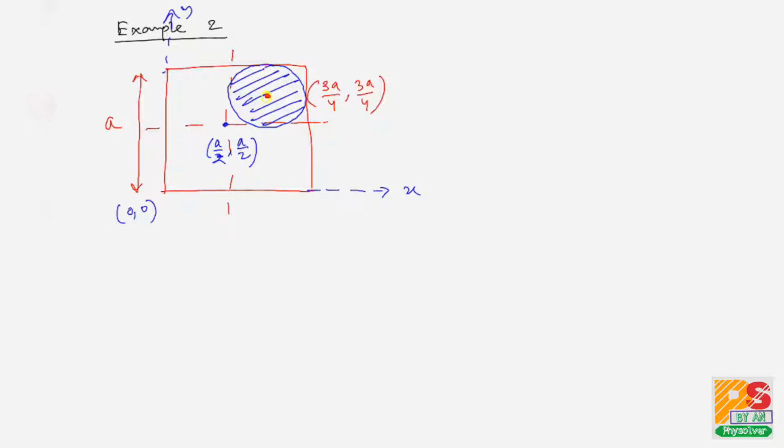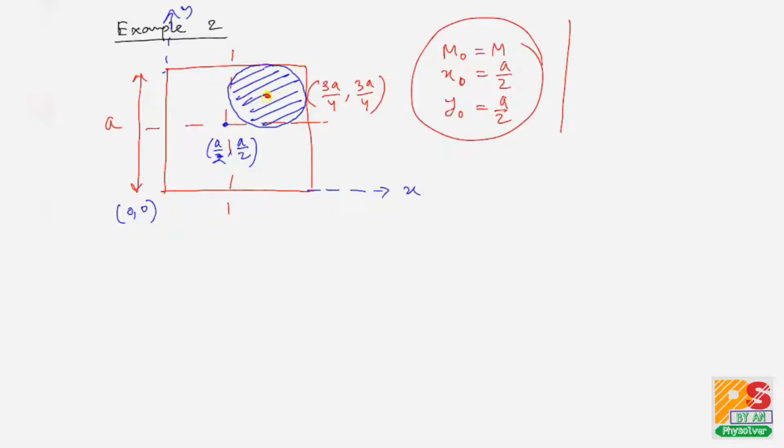For the original portion, m naught is m, x naught is a by 2 and y naught is a by 2. This is for the original part before removing this disk. Now for the removed part, I can say m1, I don't know, x1 is 3a by 4, y1 is again 3a by 4.